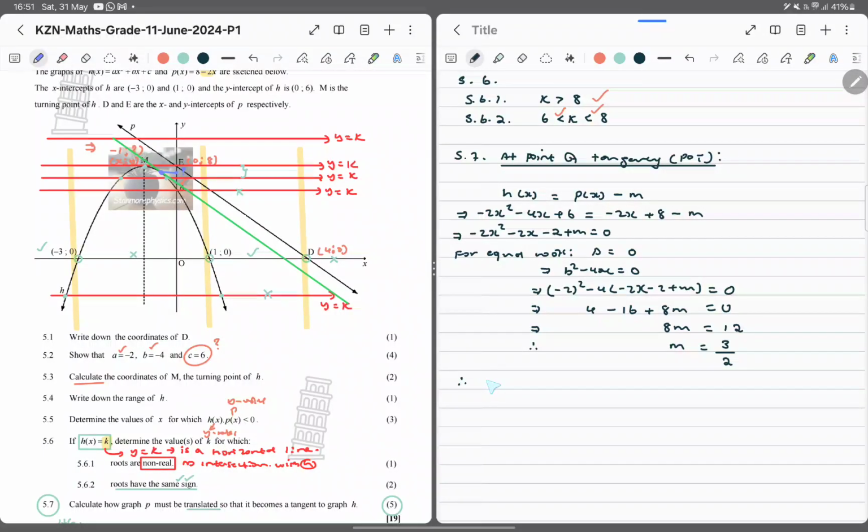So we can say, therefore, the graph P must be translated by 1,5 units down to become h. Wow, lots of work.